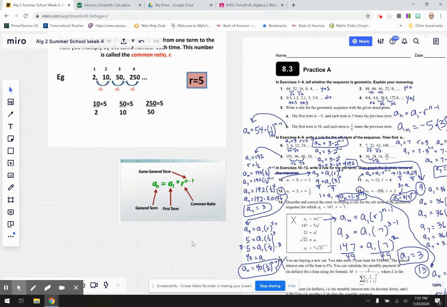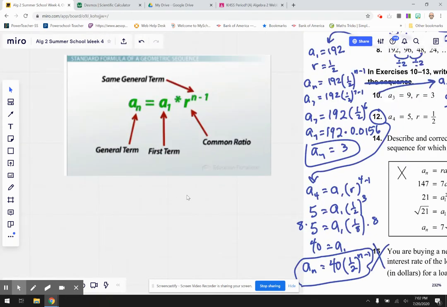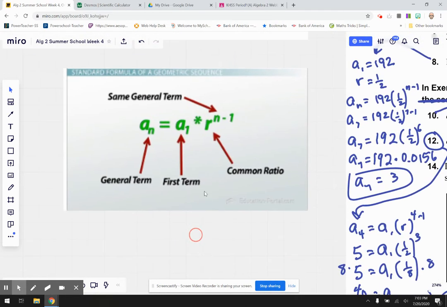A geometric sequence, where you want to get a rule for it, your formula is a sub n equals a sub 1, that means your first term, times the common ratio, whatever you're multiplying or dividing by to each number, and then your exponent is n minus 1, n being the same number as you had here. Those are both the same. We are going to be using this formula basically on every problem. So just look at that problem, know what it is.